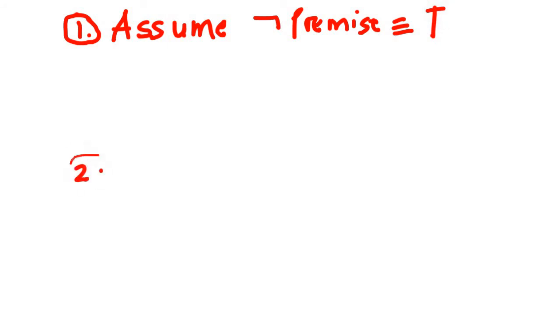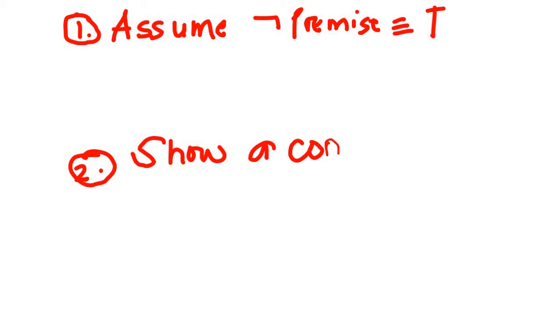Second step, basically we are going to show a contradiction. A contradiction is a statement that is always false. If you have, for example, odd equals even, that is always false. Say, for example, 1 equals 0, that is always false. That is a contradiction.